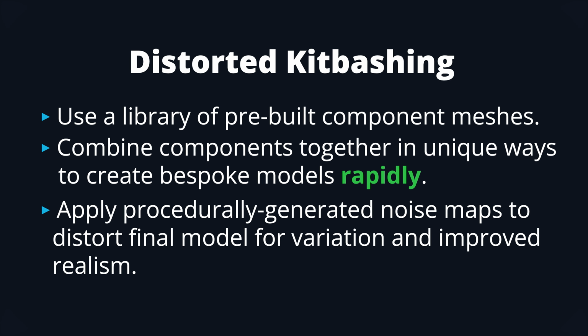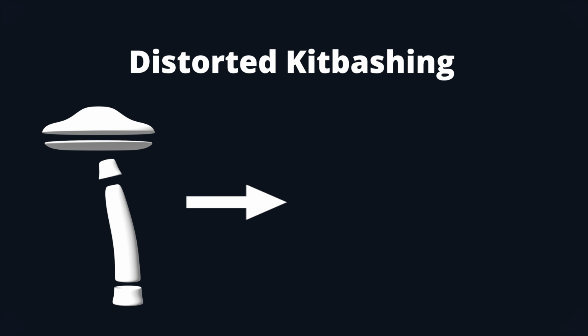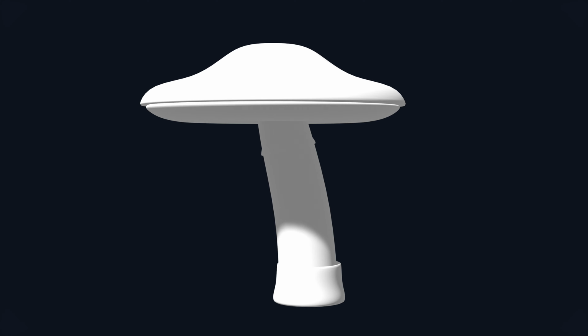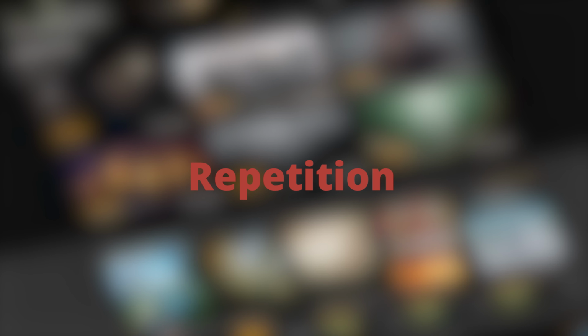Kitbashing is a popular modeling method widely used throughout the game development and film industry. Artists use a library of pre-prepared component meshes and combine them together to create new models. While this is predominantly used for buildings, the concept can easily be applied to plants. The problem is the risk of repetition.